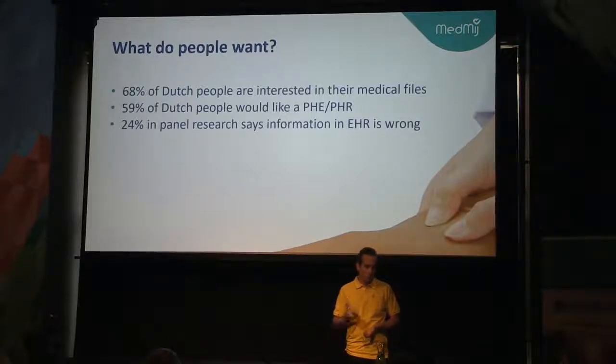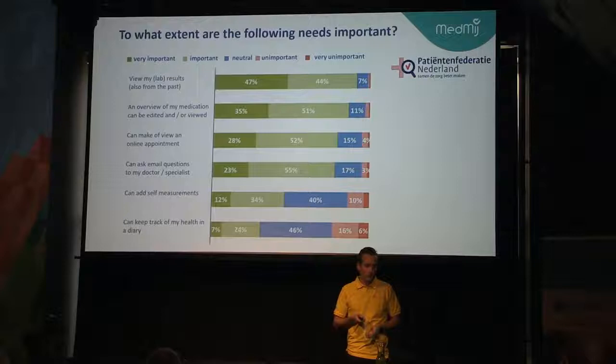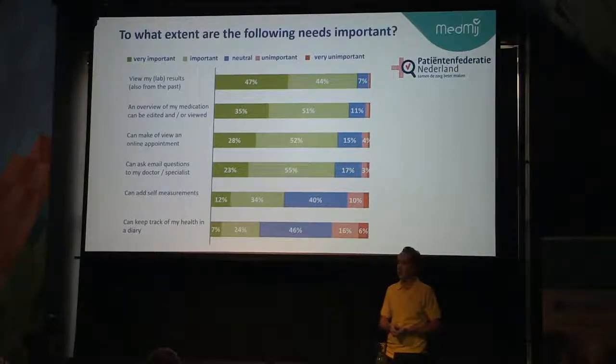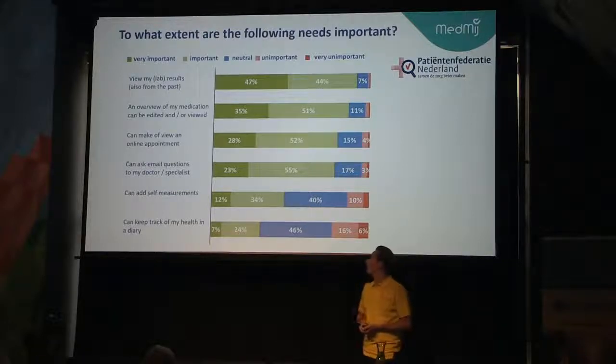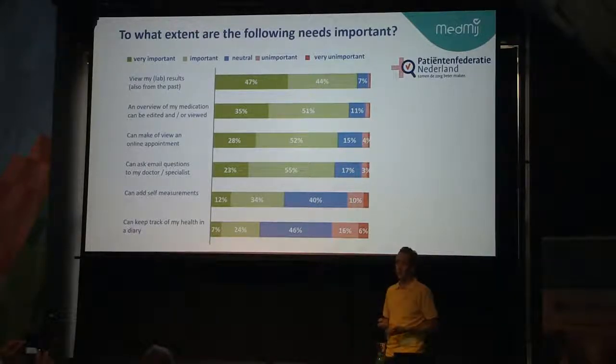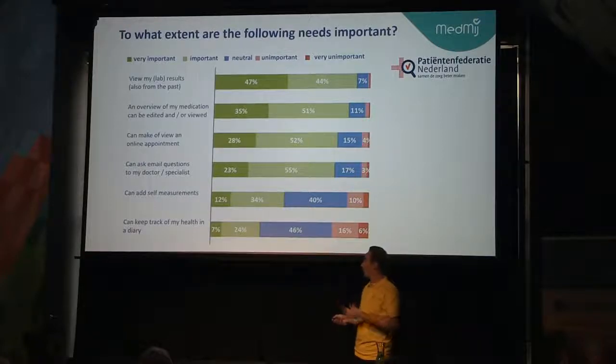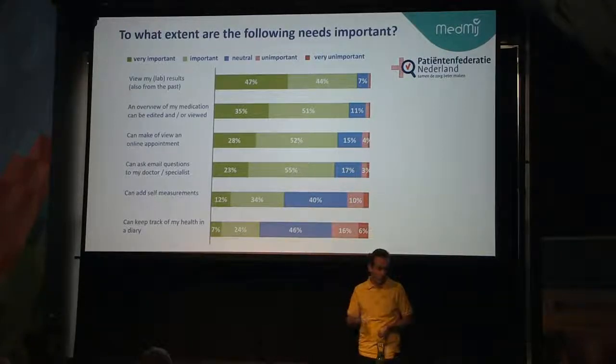Well, this research was conducted by the Patient Federation in the Netherlands, and they also asked which subjects were most important for getting access to your personal health record. The first two are actually your lab results and getting your medication in your control. While, for example, the results for keeping track of your health in a diary were more ambiguous. So the green is very important, the red less important.